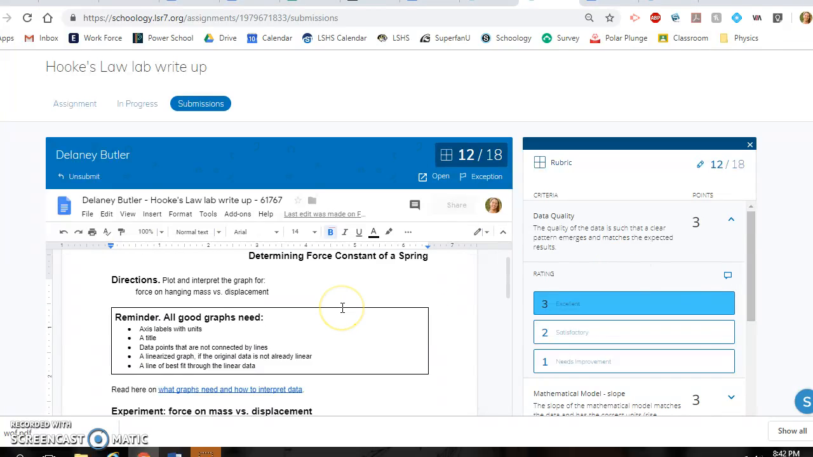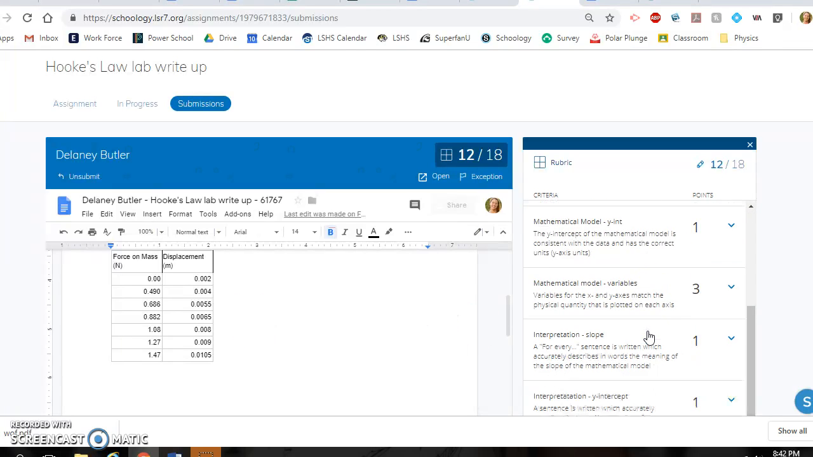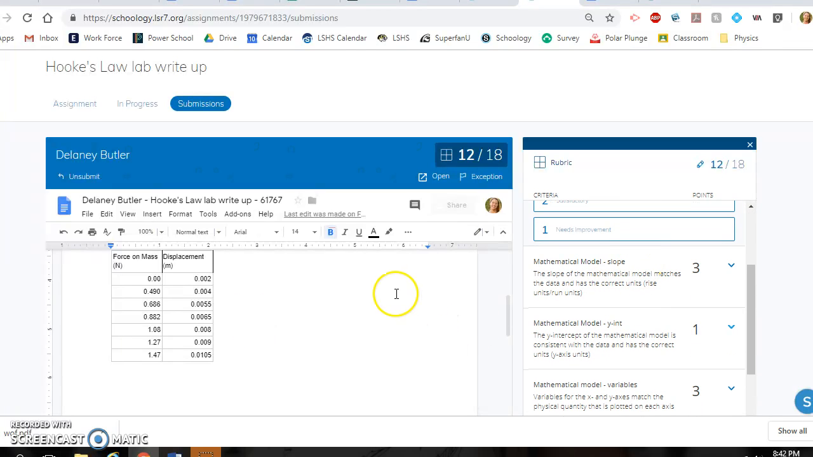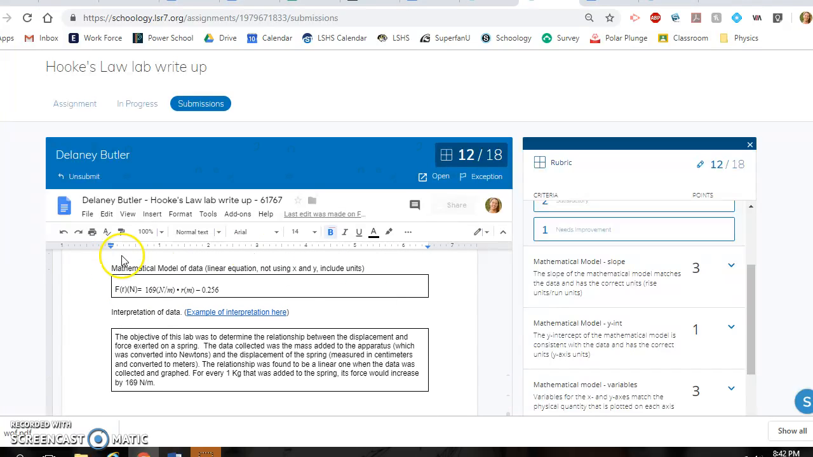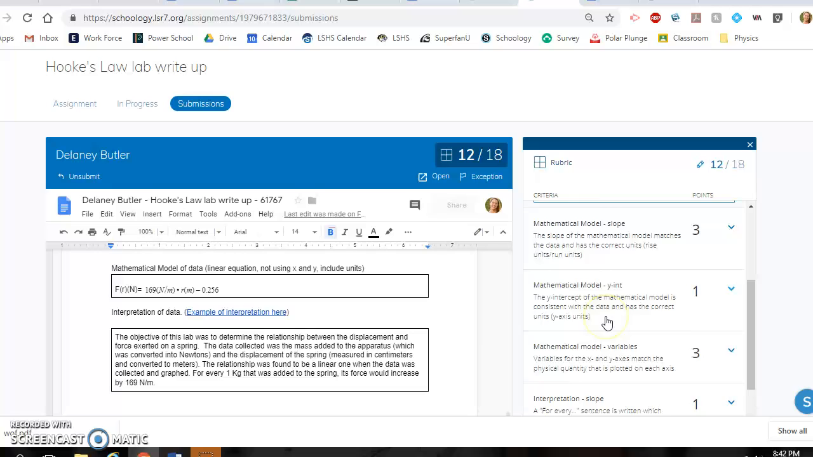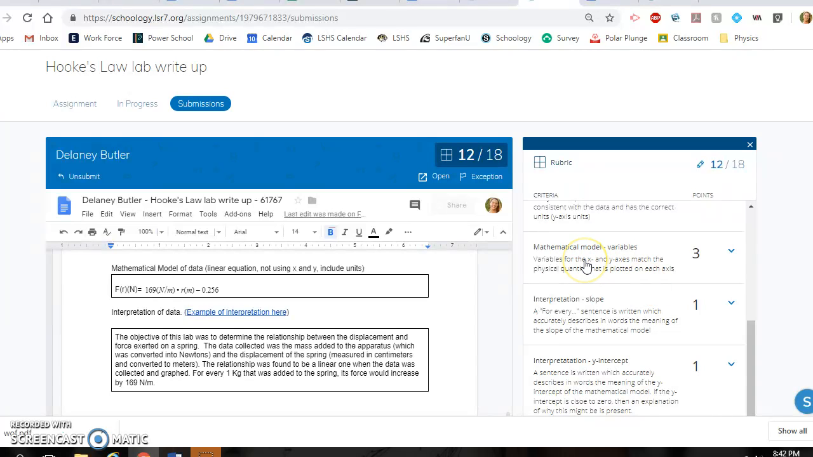So like here, I can quickly look and see, yeah, the data looks good. It's following a trend that I expect. What was the slope for the line? Does it have the correct units? That's all here in the mathematical model. Is the y-intercept there? Yes, but there are no units, and so it needs some work. Did they use y and x in their mathematical model, or did they actually upgrade it into what they were actually graphing? And so it looks like that was good.